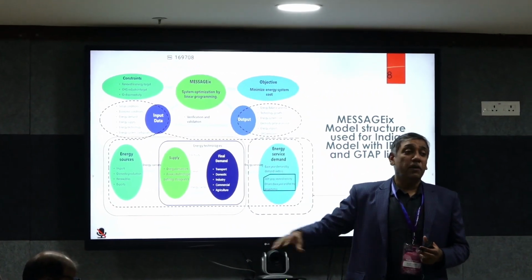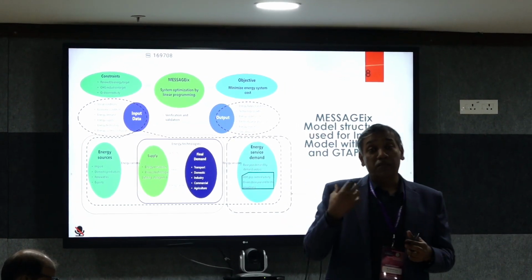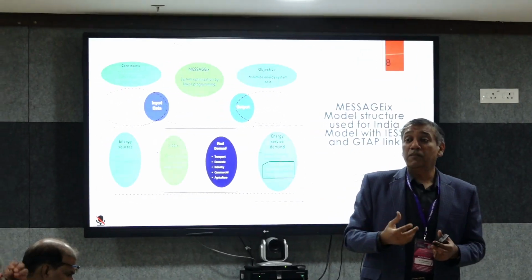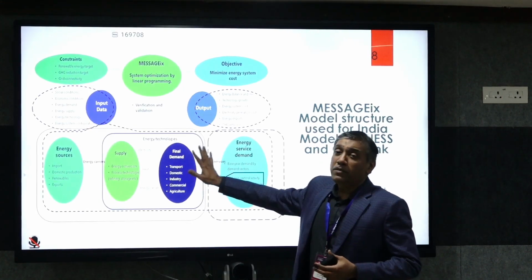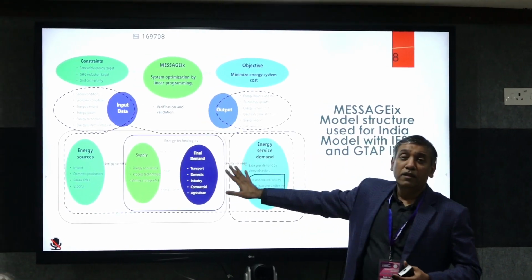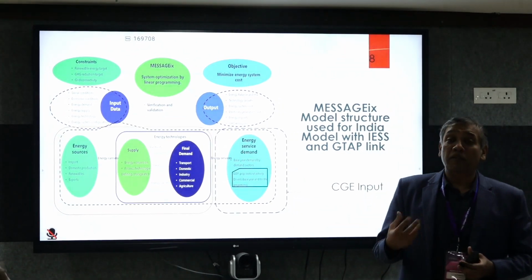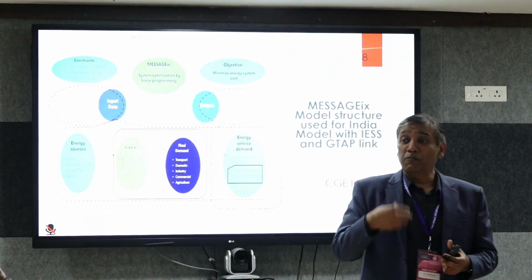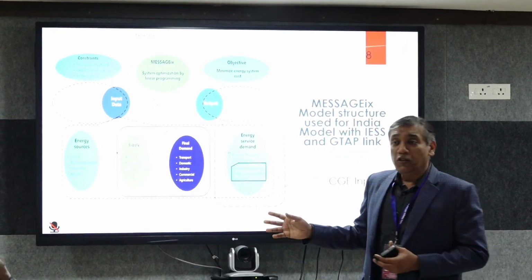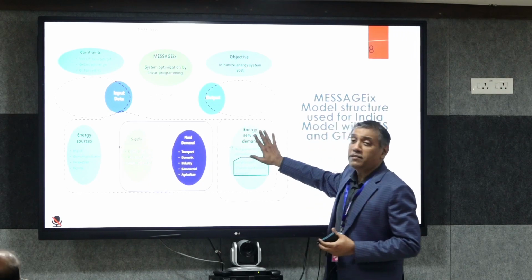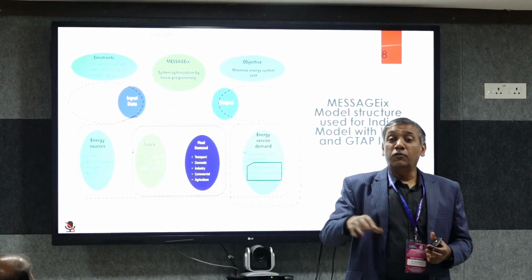Now what is service demand? This is very important for you to understand, because it shows how this integrated model is very useful for this kind of transition analysis. Service demand is different from final demand. The service demand indicates what your requirement of energy is, what this actual energy is performing in terms of economic activity. So this useful energy demand, service demand, is not all the time in energy units. It could be in other units.